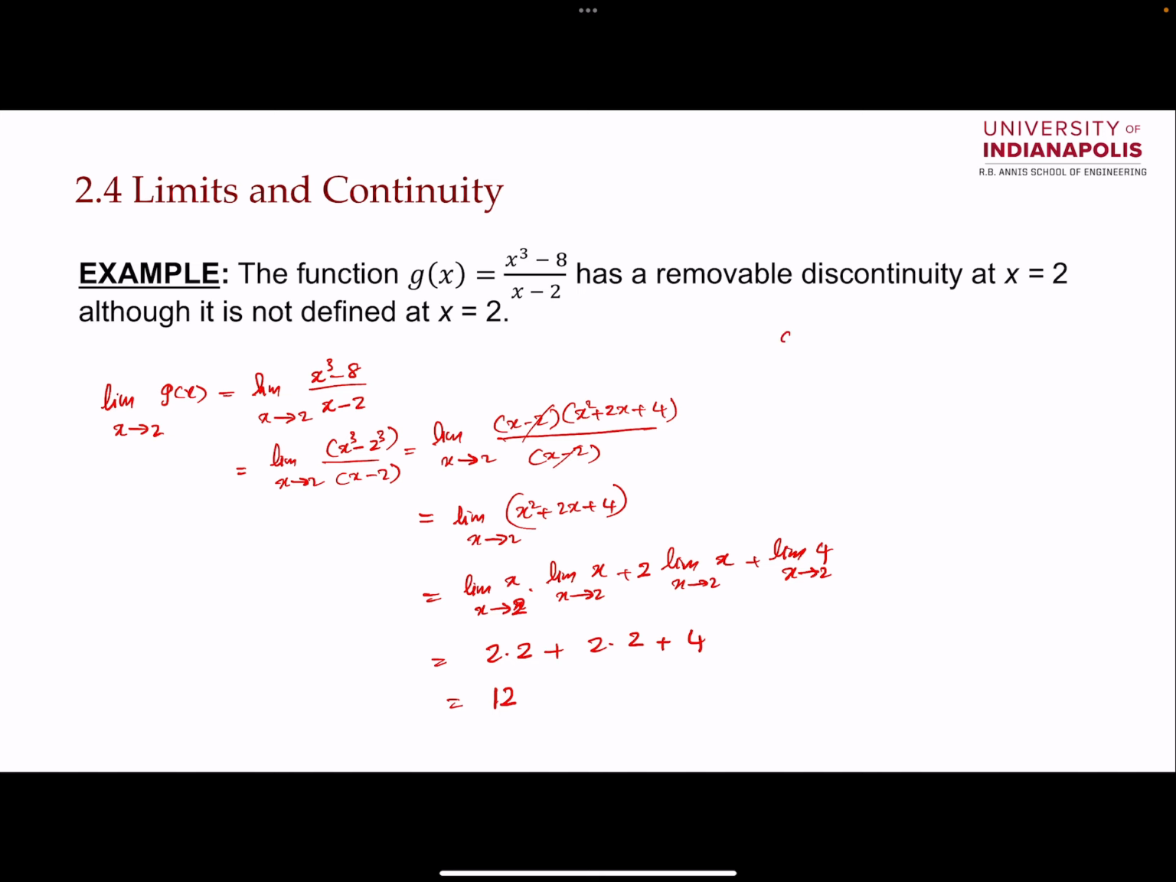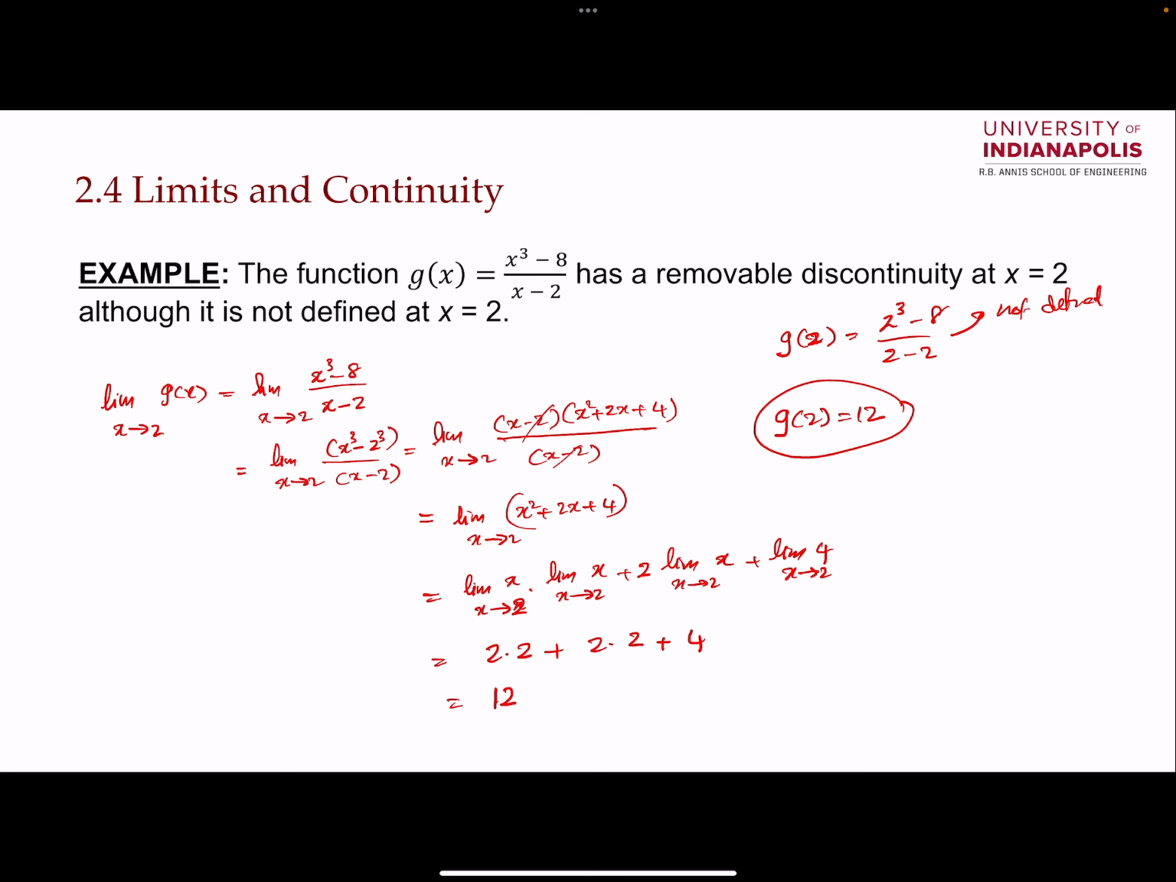And if you want to find g(2), that is 2 cubed minus 8 over 2 minus 2. Oh, it's not defined. So the function goes to infinity when it reaches 2. But this is a removable type of discontinuity. If you define g(2) equals 12, then we can make this function continuous.